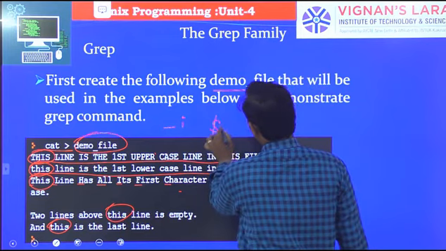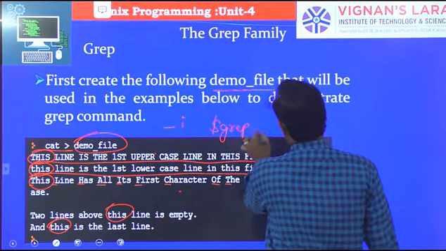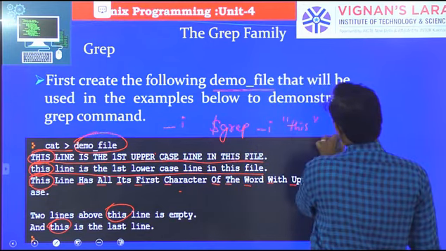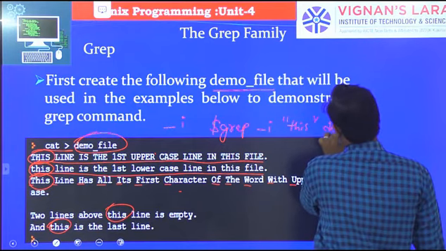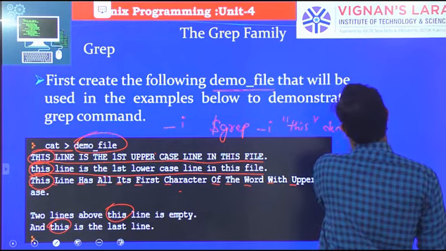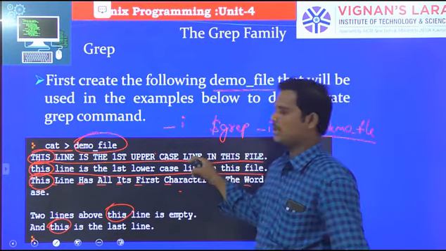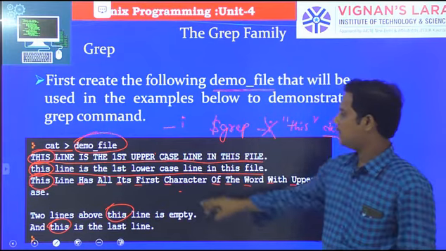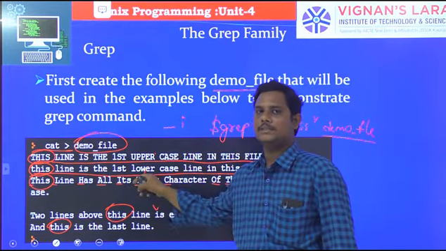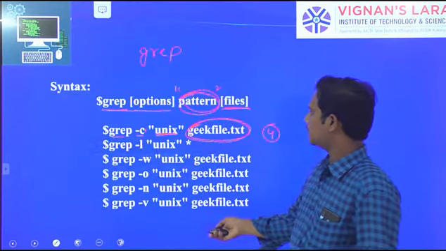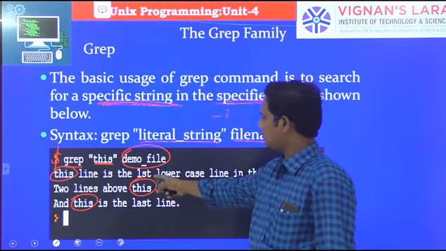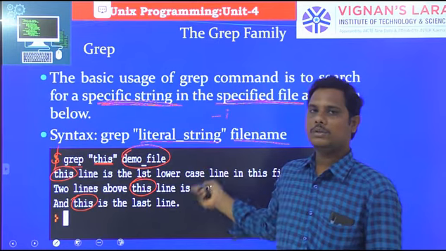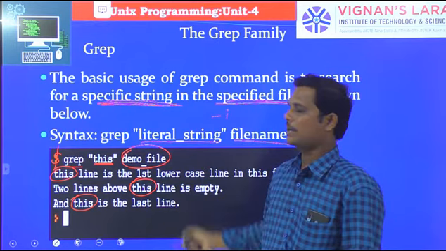Suppose dollar grep option i, then the pattern, then the input file demo underscore file. So this line will be displayed also. This is the correct format. If you are not using this i, then only lines with lowercase letters are displayed. Okay, so you can observe it. You see here three lines are displayed. So this is the small output displayed for pattern matching using the grep command.